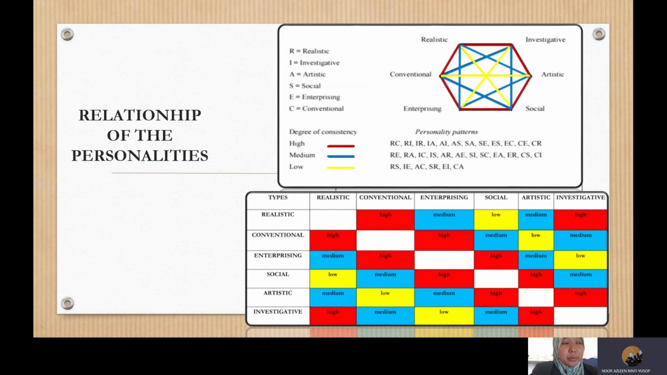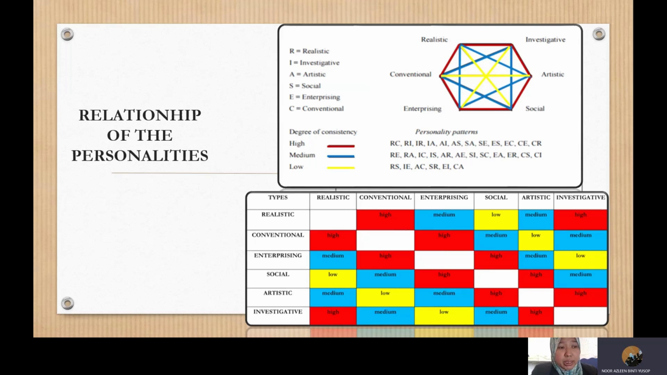Okay, finally, I would like to explain a bit on the relationship of the personality types. According to Holland, there is a relationship of consistency among all these personalities. Referring to the chart on the right, the red color shows high consistency, for example, realistic with conventional and investigative. The blue color shows medium relationship, for example, conventional has medium consistency with social and investigative.